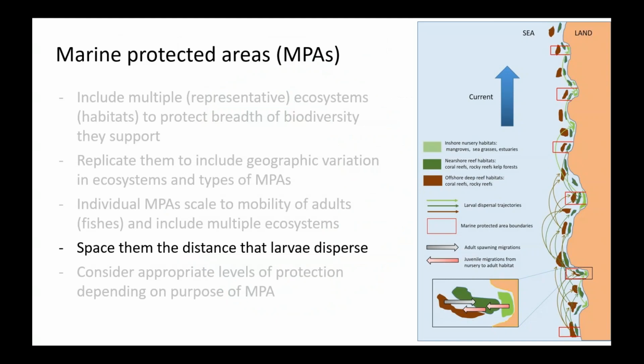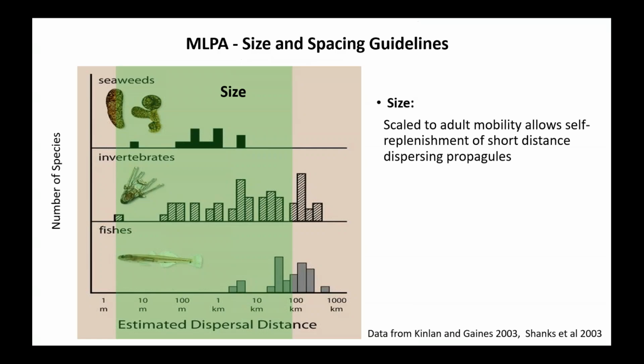So then you ask, how far do you separate them, one protected area from another? And as I mentioned, you do that by the distance that larvae disperse. So if we go back to how we estimate larval dispersal, this is a synthesis of dispersal estimates for a whole bunch of different algae, invertebrates, and fishes. Note that the scale along the bottom, the estimated dispersal distance, is log scale. And you'll notice also that the algae, the invertebrates, and the fishes differ substantially in their dispersal distances.